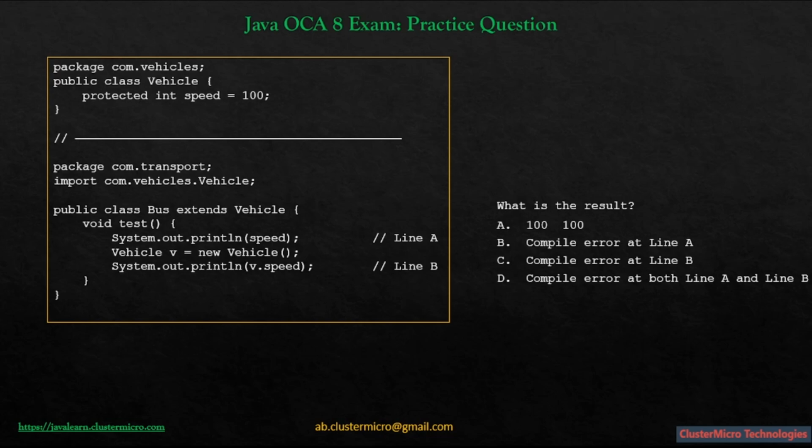So why does this rule exist? The reasoning is about what protected is designed for. Protected says I am sharing this with my subclasses so they can extend my behavior. It does not say I am sharing this with anyone who happens to be a subclass so that they can reach into arbitrary parent objects. The access is tied to the subclass's identity, not to general access to the parent type. So the result is line A compiles fine and prints 100, line B will lead to a compile error. v.speed is not accessible from com.transport through a Vehicle reference.